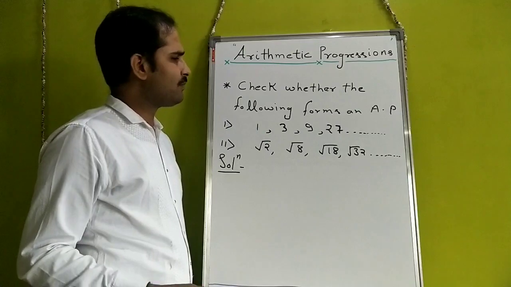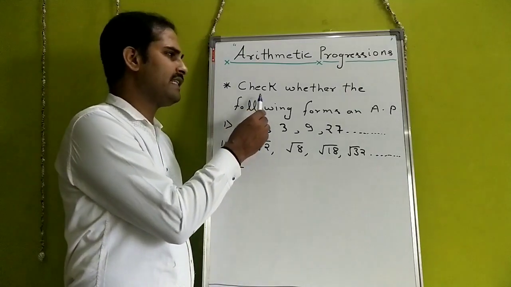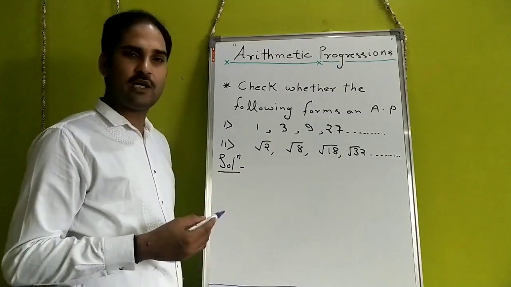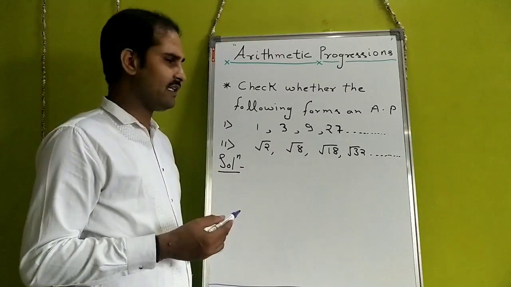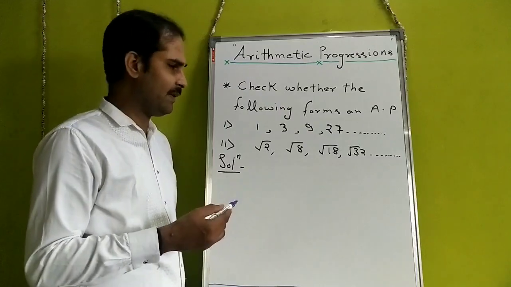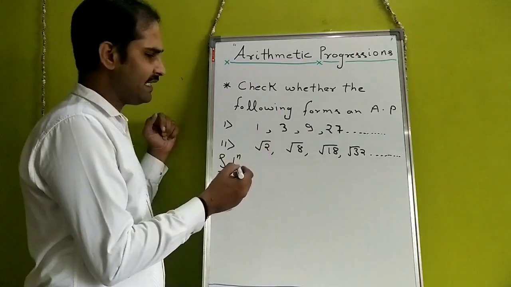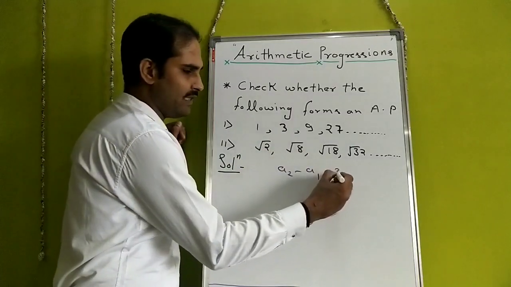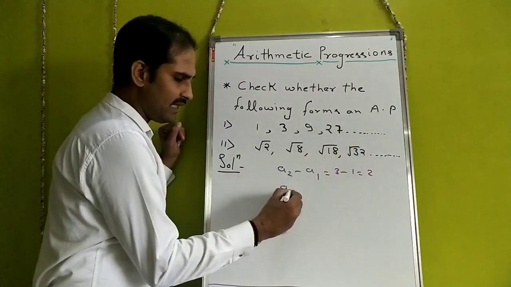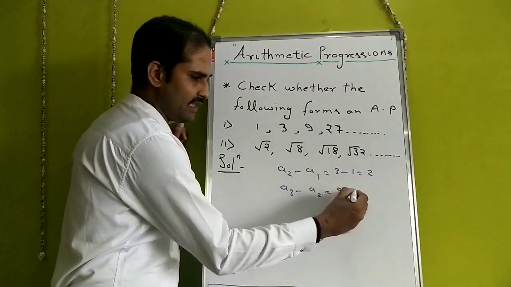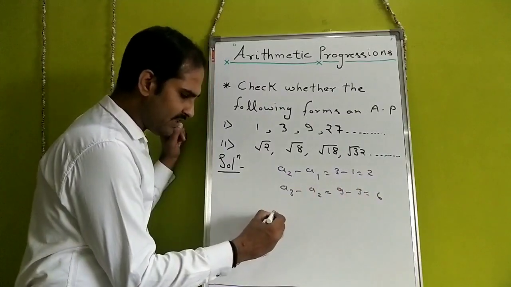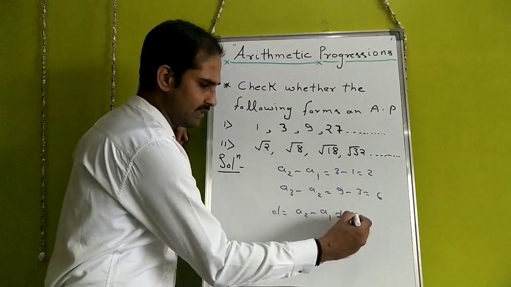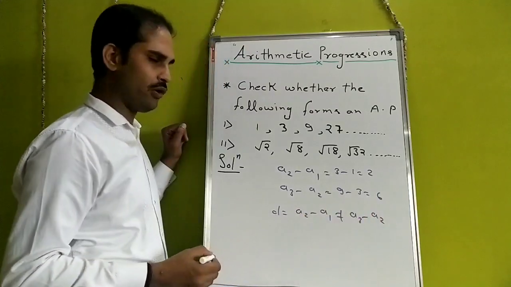Now let us take some questions. The question is, check whether the following forms an AP or not. This can be easily checked by finding the common difference. If the common difference throughout remains constant, then the terms are in AP. Now for the first part, we can see that the common difference, that is a2 minus a1, is 3 minus 1, that is 2. Third term minus second term, that is 9 minus 3, is equal to 6. Since the common difference does not remain constant, a2 minus a1 is not equal to a3 minus a2, that means the terms are not in AP.